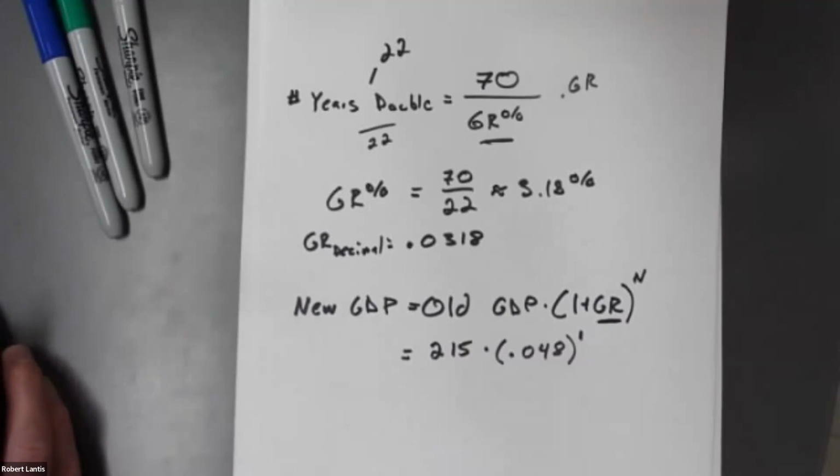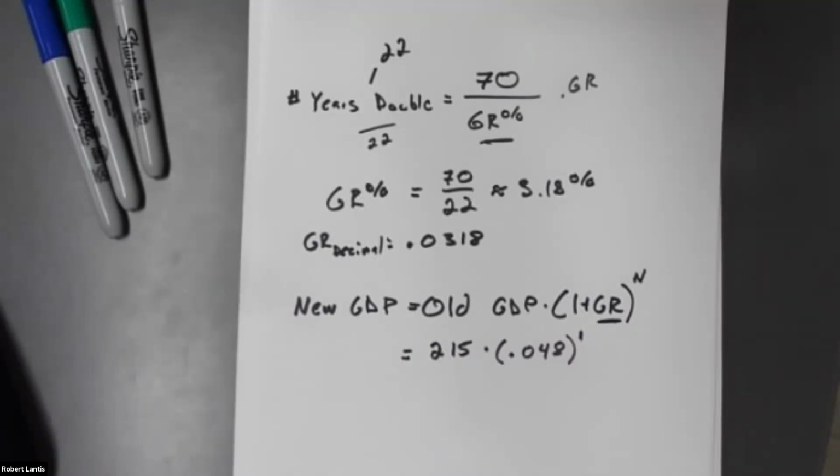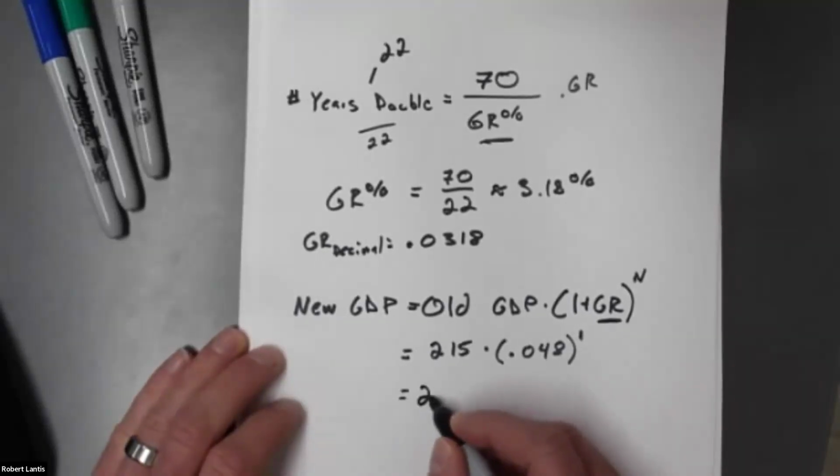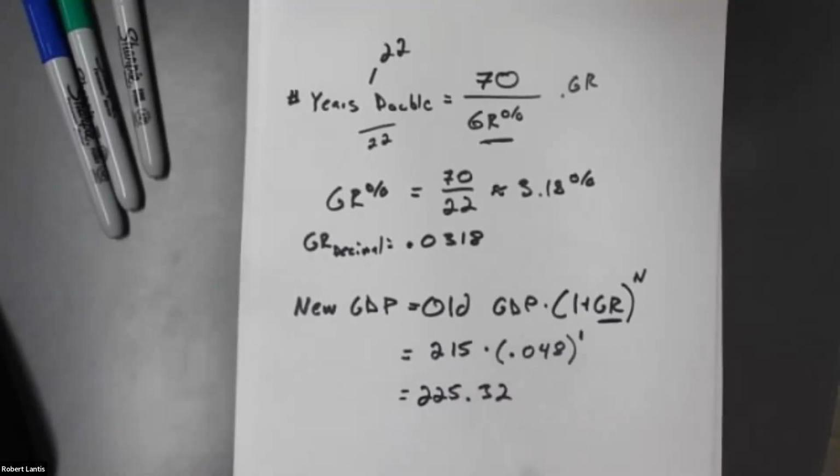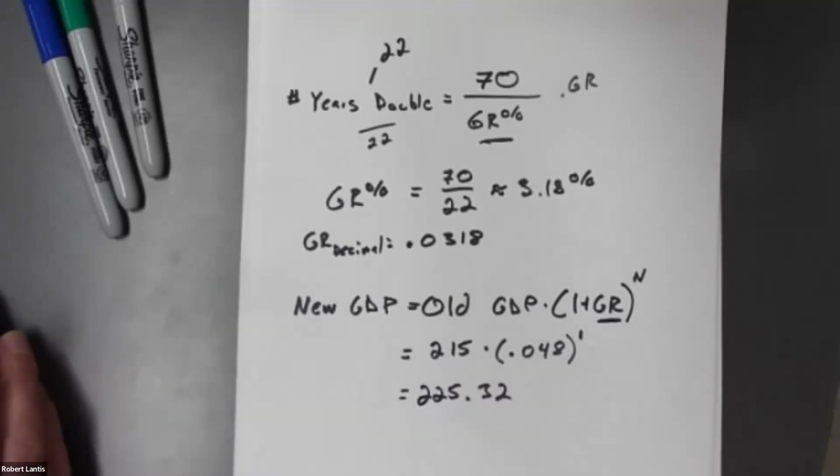So if I make this calculation, get this entered into my calculator, I've got 215 times 1 plus 0.048, raised to the power of 1, which shouldn't change it. I get approximately 225.32. Any questions on that idea before we keep moving?